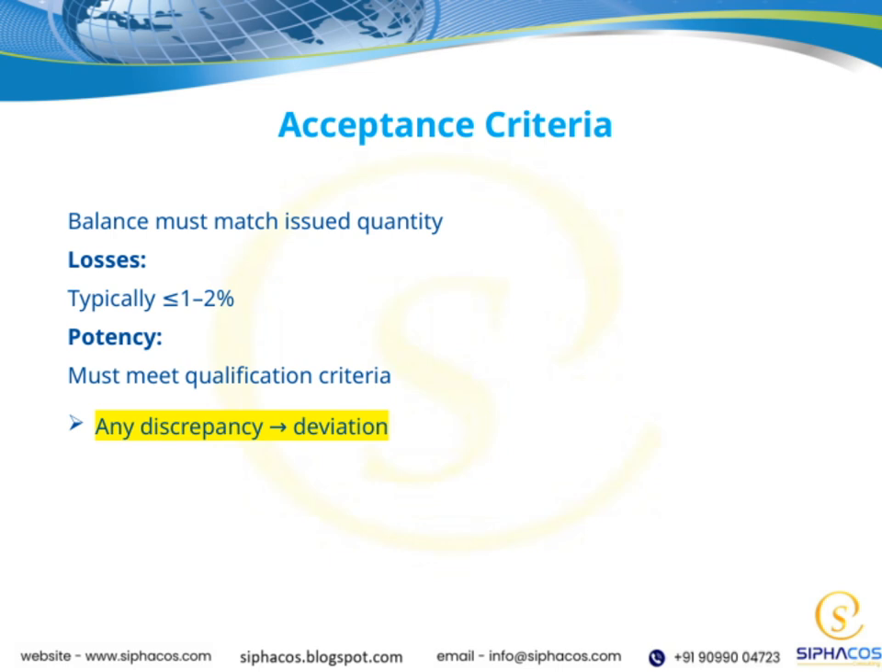Regarding potency, it must meet the specified qualification criteria. Consistent potency ensures the quality and effectiveness of our product. Now, if there's any discrepancy between these points, whether in balance, losses, or potency, that's considered a deviation. Recognizing deviations early helps us maintain control and ensure we stay within our quality standards. Overall, these criteria form the foundation of maintaining product integrity and meeting regulatory expectations throughout our process.